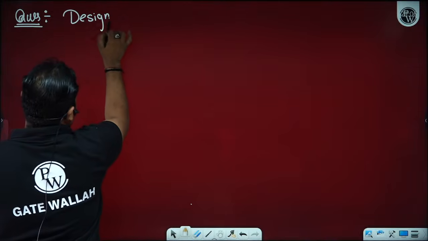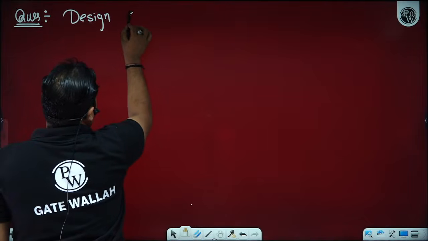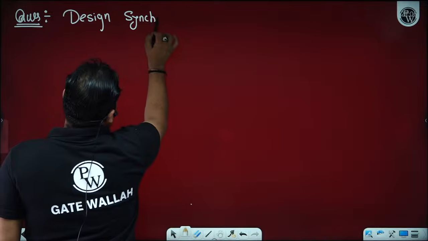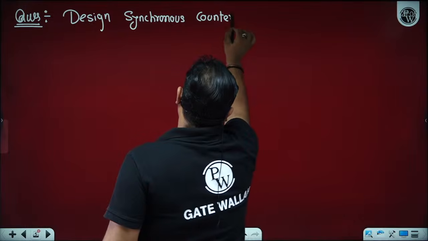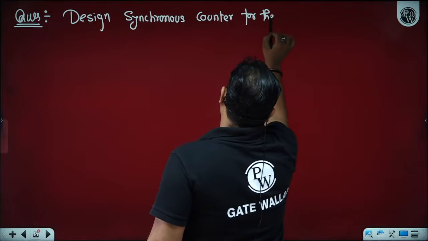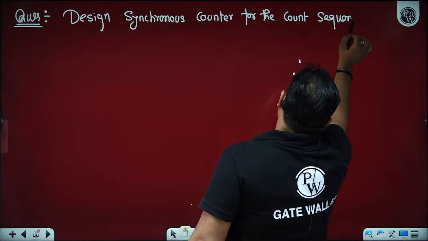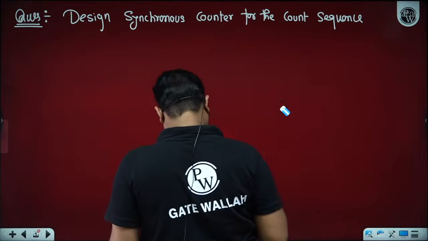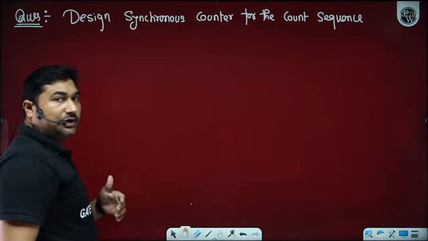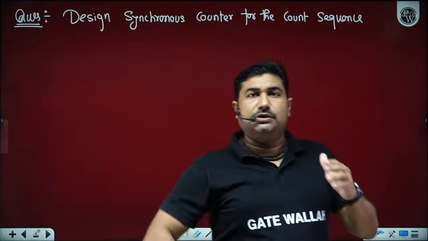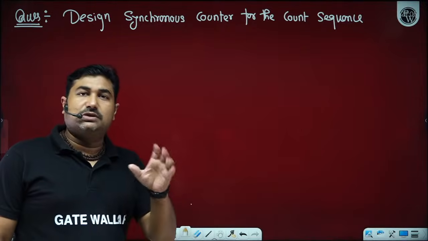Design a synchronous counter for the count sequence. Whatever count sequence you want, you can tell me. Any count sequence from 0 to 4 or 0 to 7. You can take any count sequence from 0 to 7 or 0 to 4.